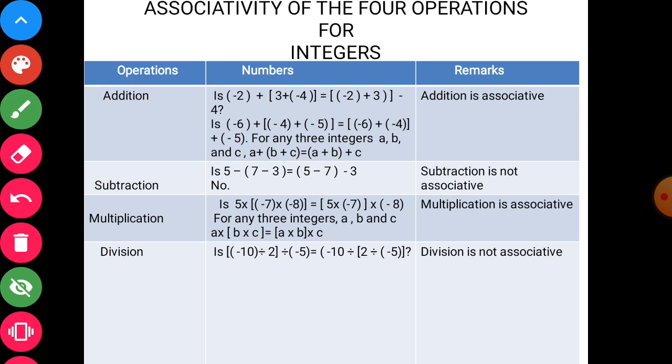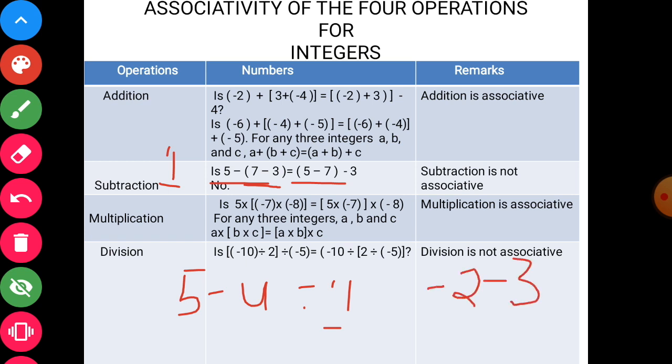Next, subtraction. If you subtract the numbers inside the bracket here, 7 minus 3, you will get 4, right? Then 5 minus 4 is equal to 1. Here the answer is 1. Next, 5 minus 3 here, 5 minus 7, your answer is minus 2. Then minus 3 is there, and here you will get minus 5. But 1 is not equal to minus 5, right?